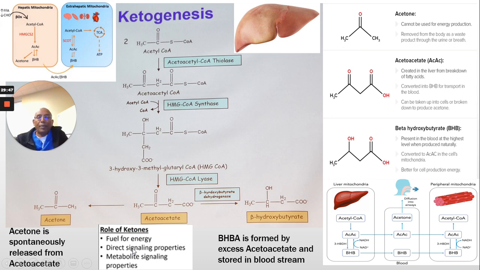It has an anti-inflammatory property and metabolic property. And beta hydroxybutyric acid is formed from excess acetoacetate, and it moves in the blood and it is water soluble. Now, excess ketones don't cause kidney failure, by the way, just making sure that we understand.